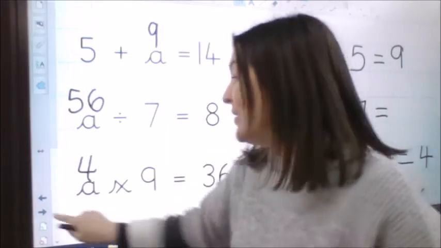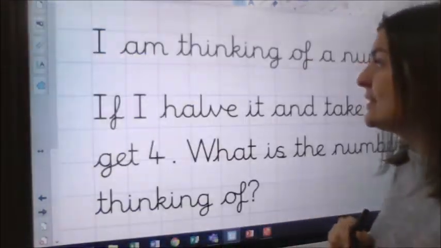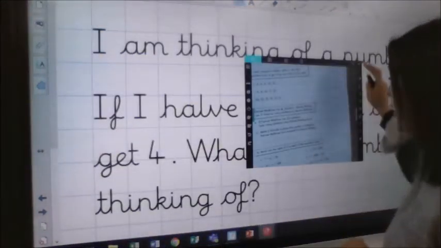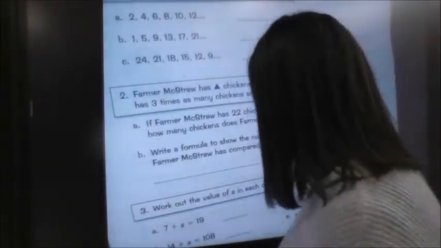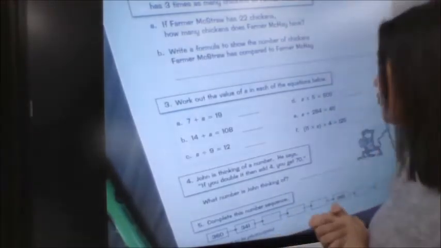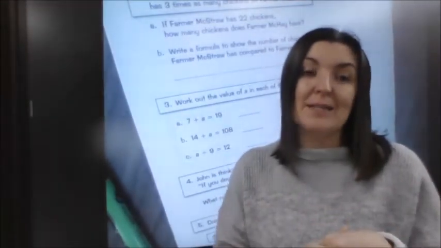Okay, so your questions on this section, on section 3, are really, really similar to those ones that we have just been through together. So you can pause the video now and have a little go at section 3.